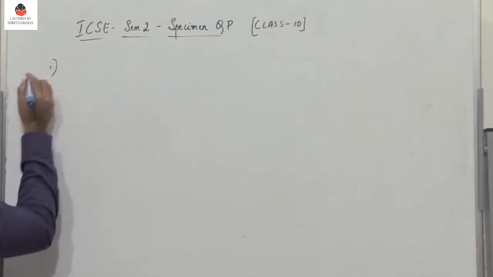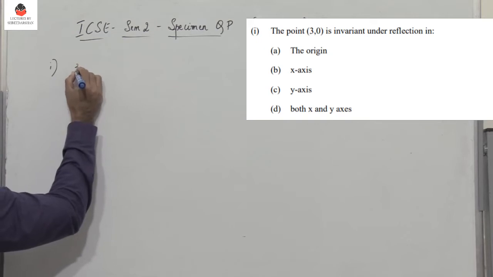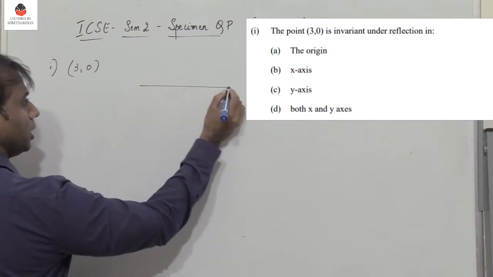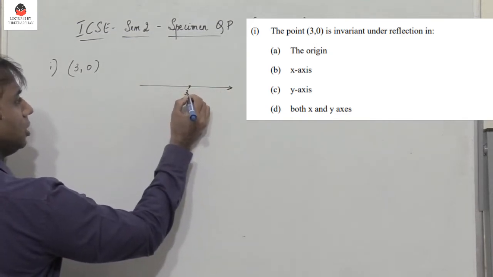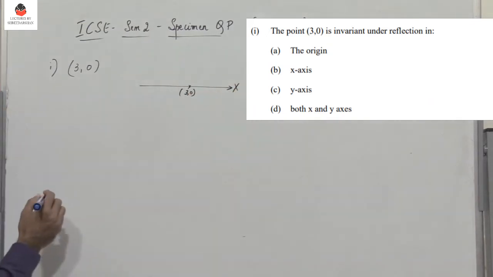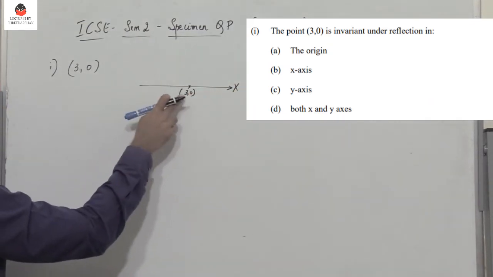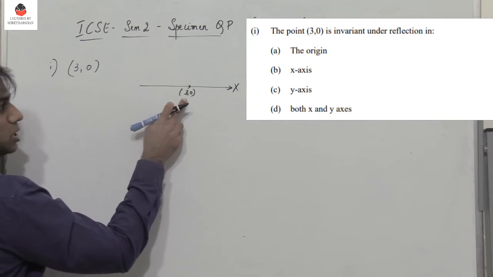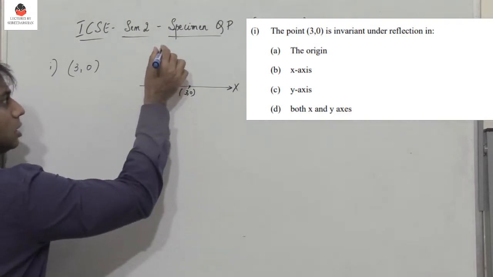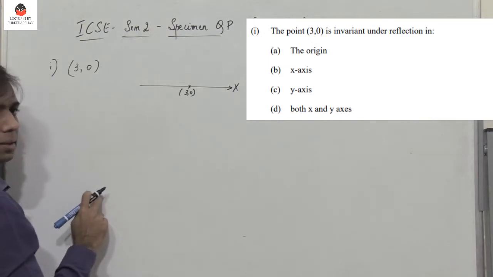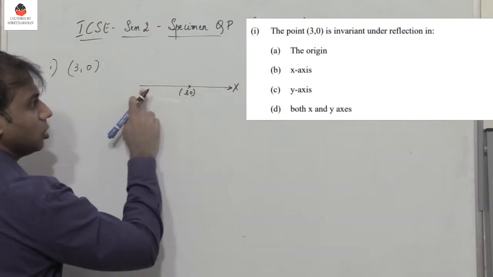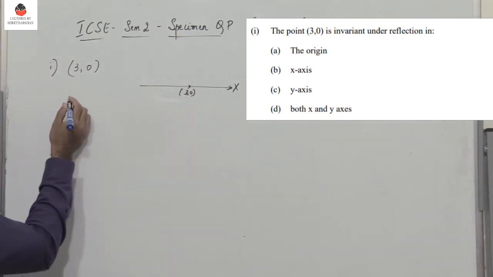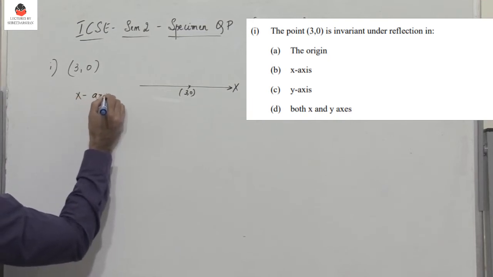The first one: the point (3, 0) is invariant under the reflection in. Let me plot the point. The point (3, 0) is on the x-axis. If this point has to be invariant under reflection, that means if I take the reflection of (3, 0) about some axis, I should get the same point. If I reflect (3, 0) about the x-axis itself, I get the same point because the y distance is 0. So the answer is x-axis, which is B.